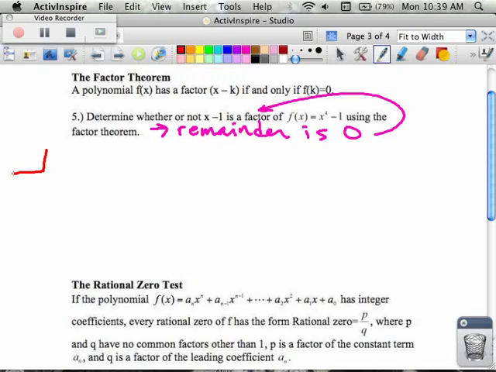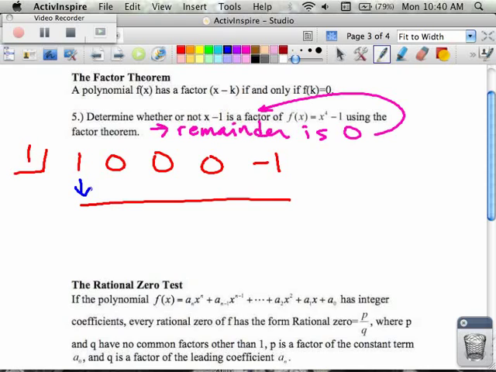What goes in the little seat? 1. How'd you know that? That's what makes it 0. So 1. Very good. Thanks, Tristan. And then as I'm writing my numbers across the top, I have a 1 for x to the 4th, and 0 x cubes, and 0 x squareds, and 0 x's, and -1 for my constant. It is binary code. Good job, Hannah.